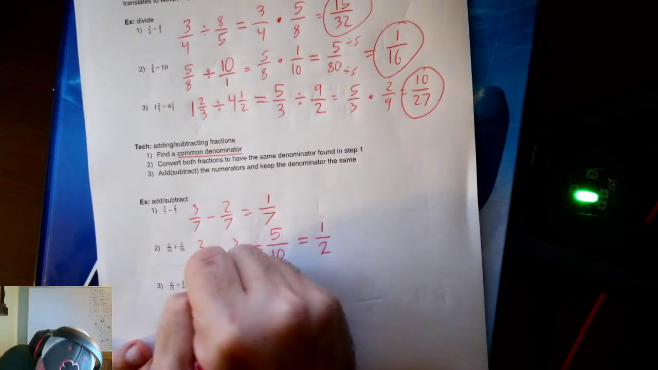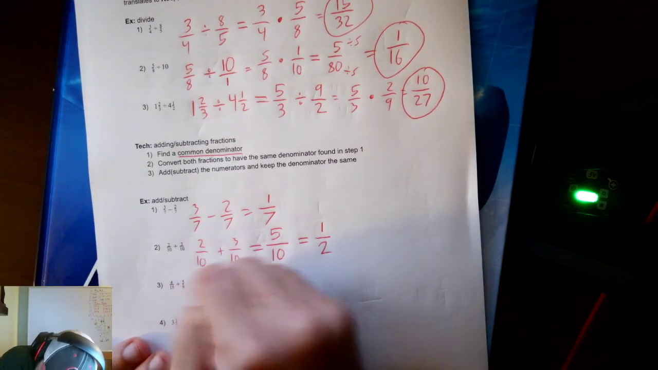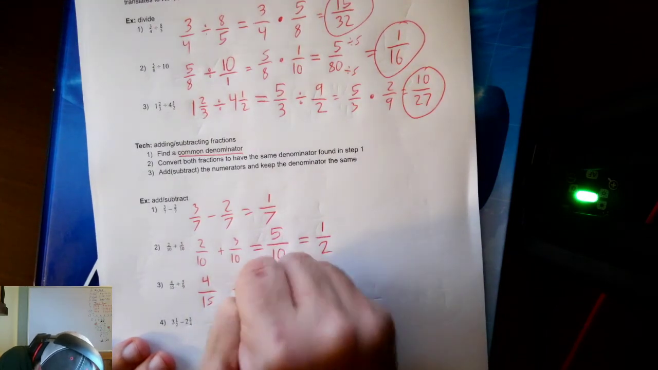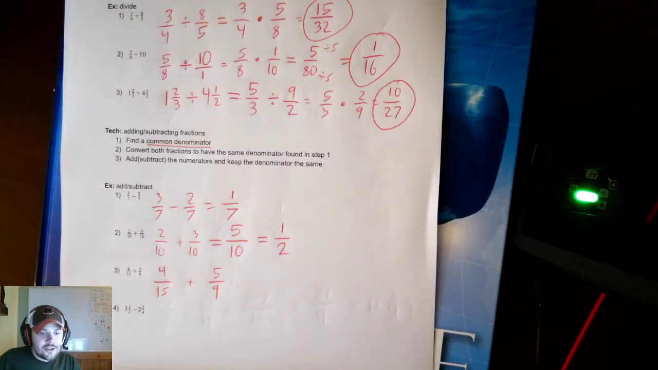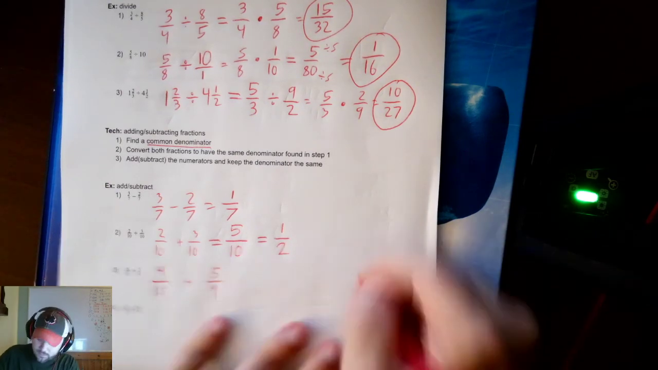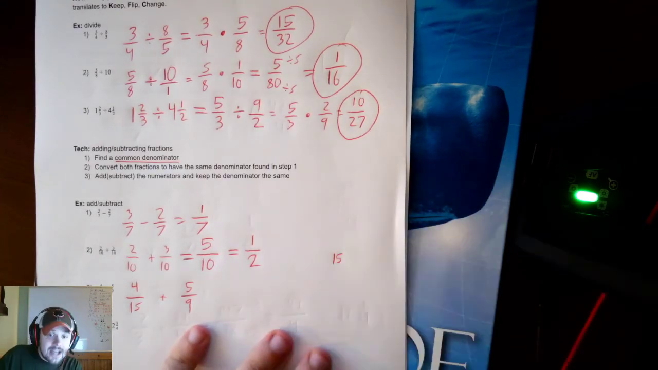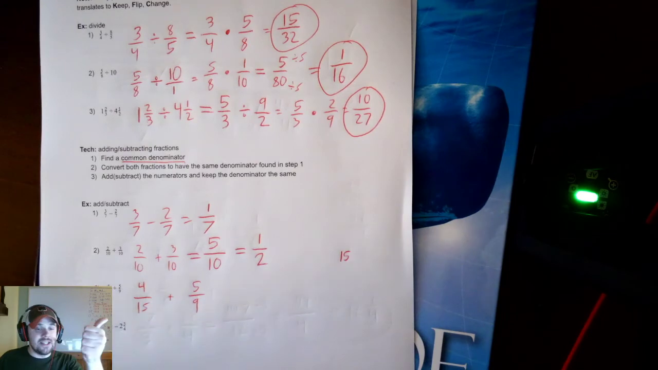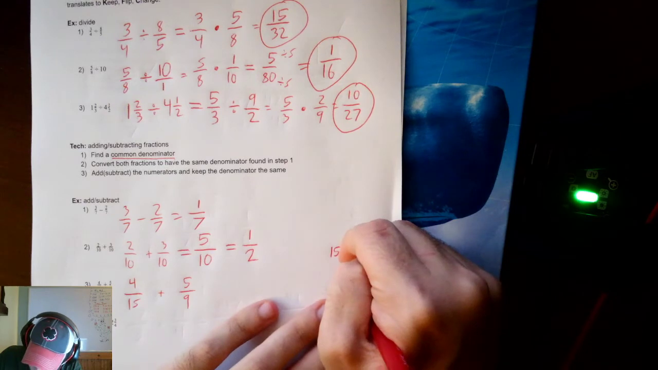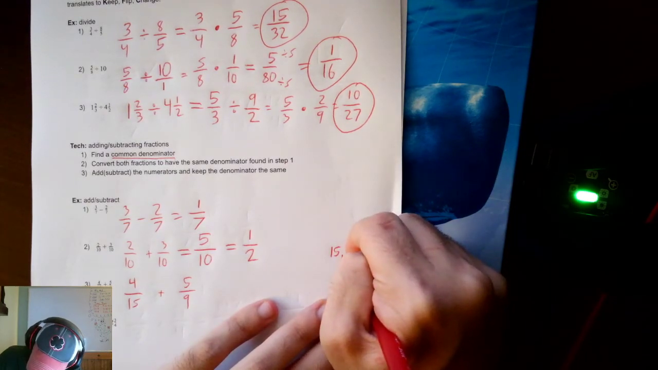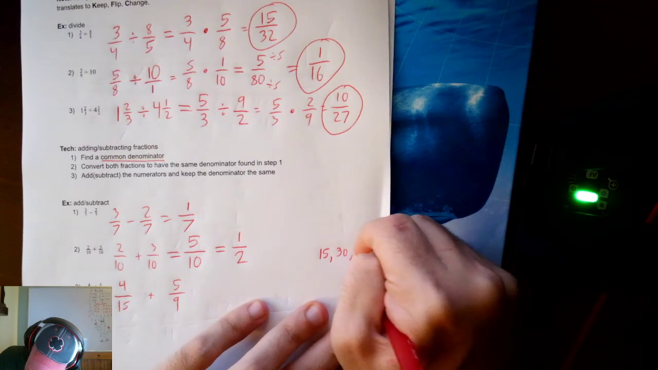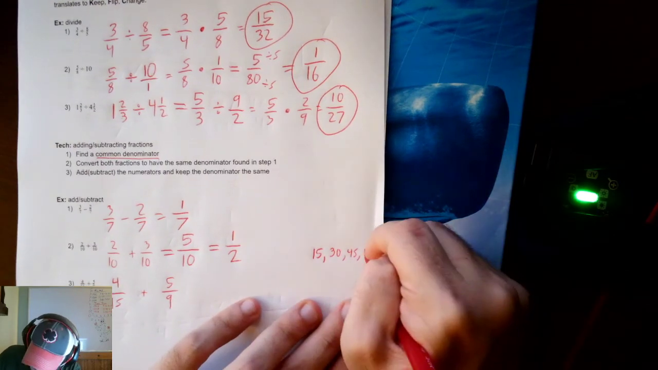How about this next one? 4/15 plus 5/9. Do those have a common denominator? No, they do not. The way I like to find a common denominator is I take the largest denominator, 15, and I start running through its multiples. 15 times 1, 15 times 2, 15 times 3, and so on and so forth. 15 times 1 is 15. 15 times 2 is 30. 15 times 3 is 45. 15 times 4 is 60.